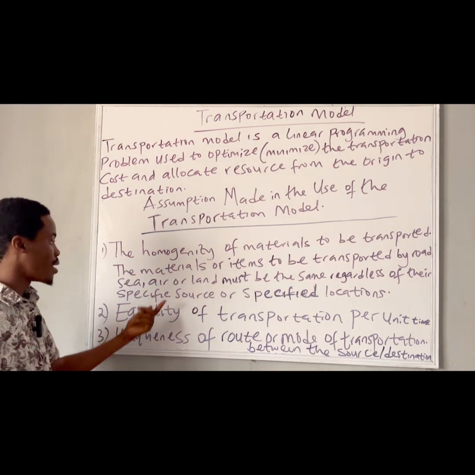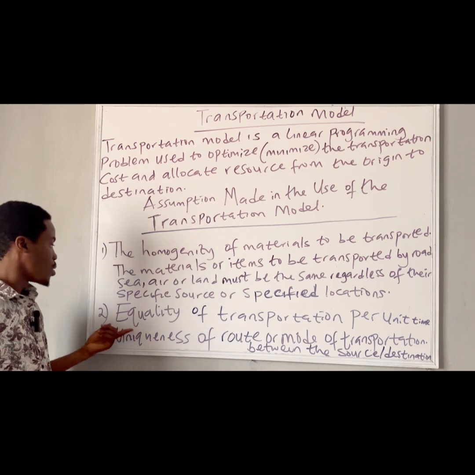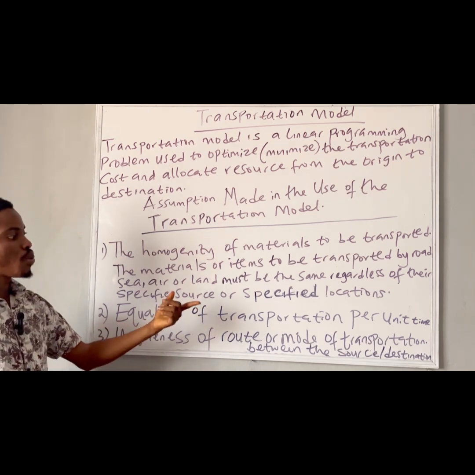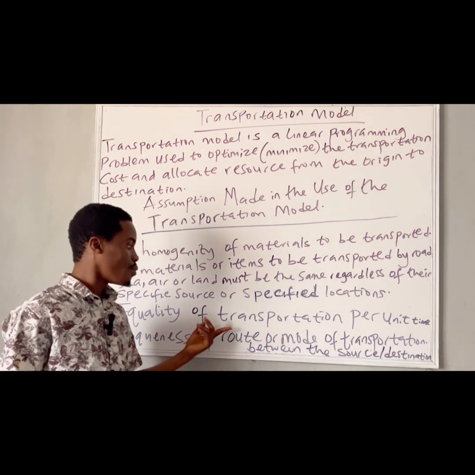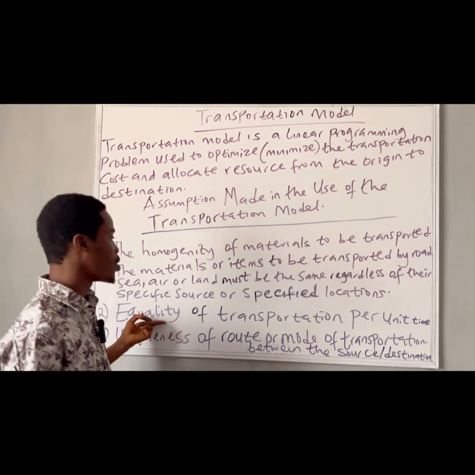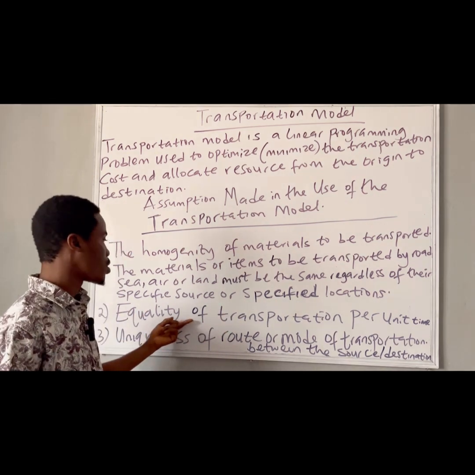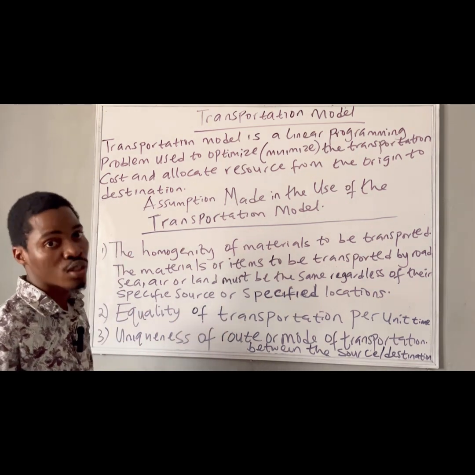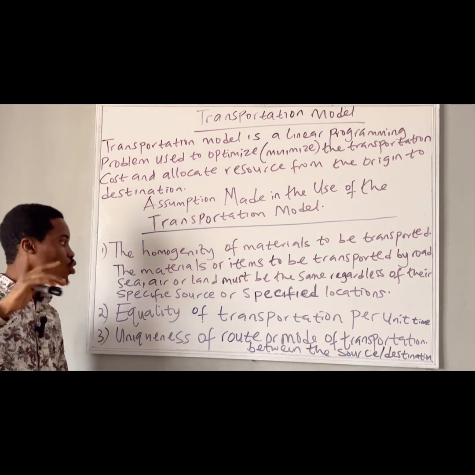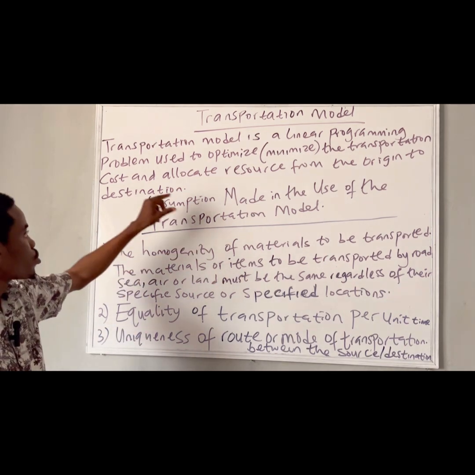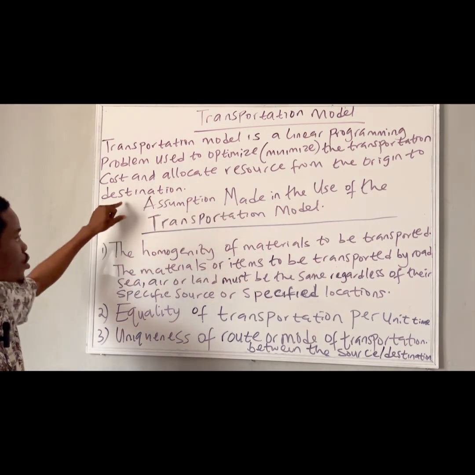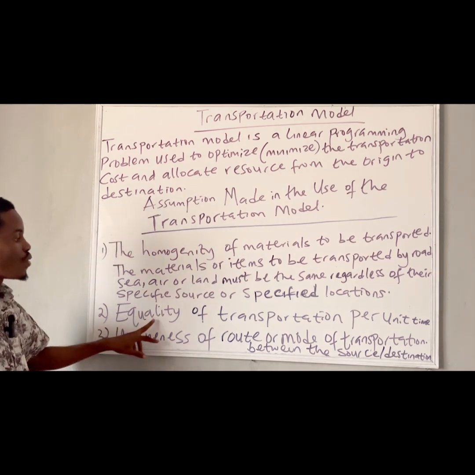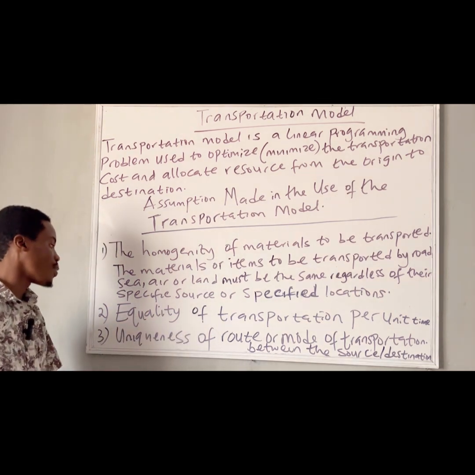It can be sea, air, or land. Equality of transportation per unit time. Our constraint must be equality. It must be equal for the origin and also for the destination. That's why we have equality of transportation per unit time.